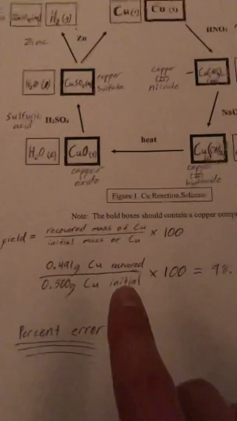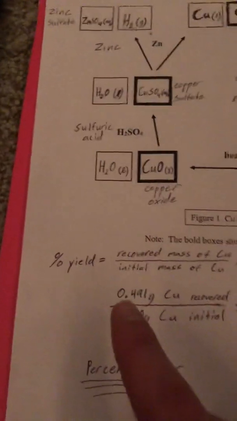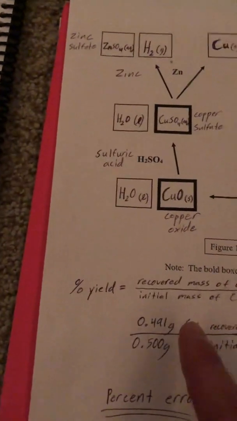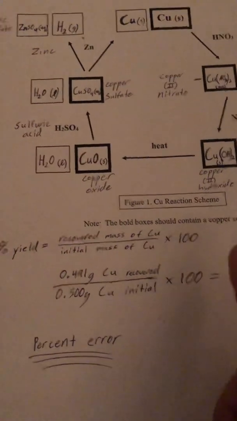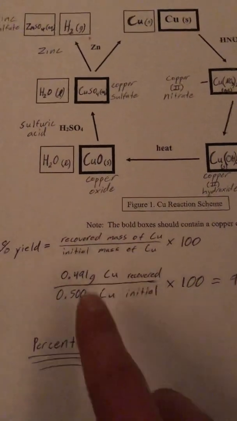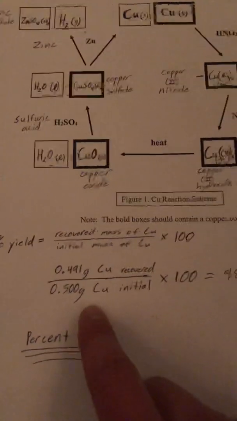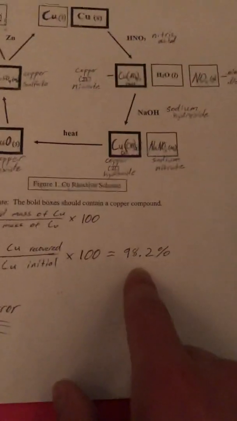So if we go down here, after re-measuring everything, we have to find the percent yield, which is found by taking the recovered mass of copper over the initial mass of copper, then multiplying by 100. Our recovered mass was 0.491 grams of copper, and our initial mass was 0.5 grams of copper. After dividing those out, we multiply by 100 to then get 98.2% yield.